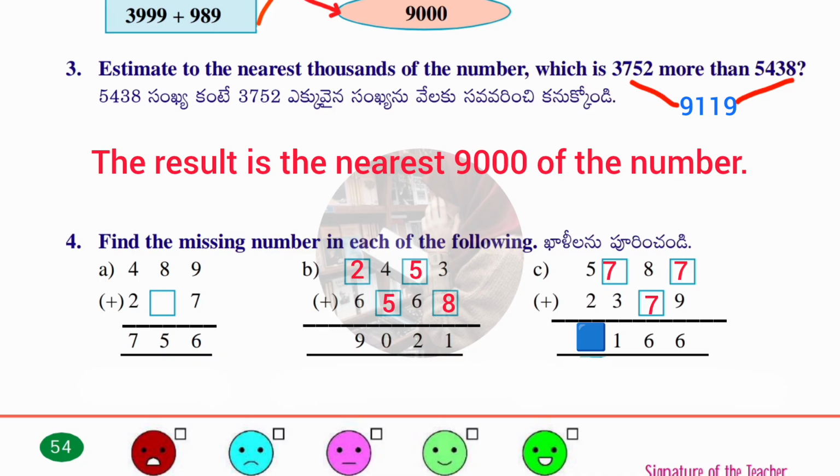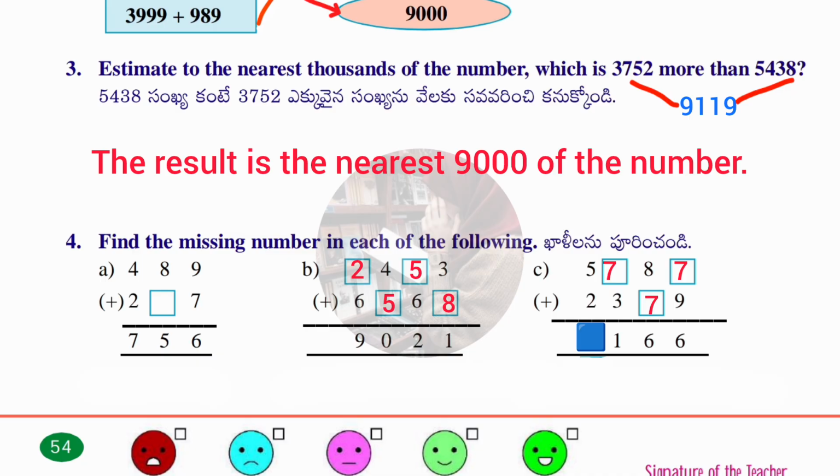Understood? Let's move on to the fourth question, which is find the missing number in each of the following. Okay guys, here we have given two sets of numbers which we have to add, but they have already given the answer, which means result they have given, but there is a missing digit in those numbers. So what we have to do, we have to fill in that correct missing digit. Missing number. Let's see, guys.